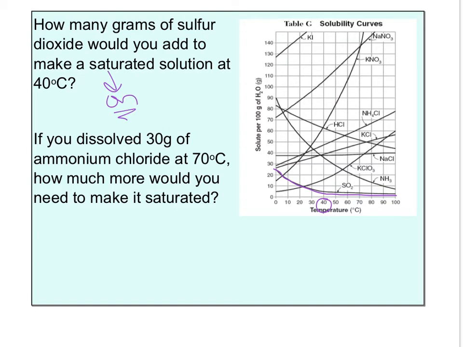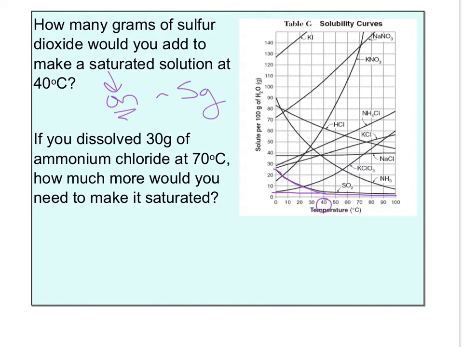So when we're on the line for grams of solute, it looks like we're right at about 6 grams or so, maybe 5. Again, do your best estimate. So we would need to add about 5 grams to make that saturated.